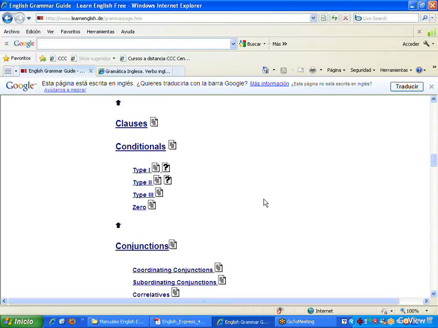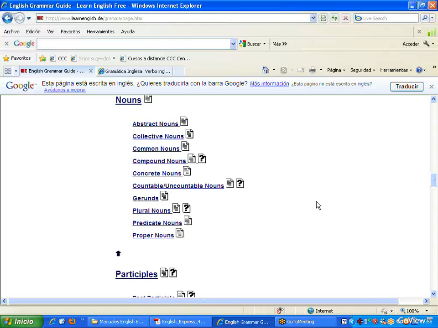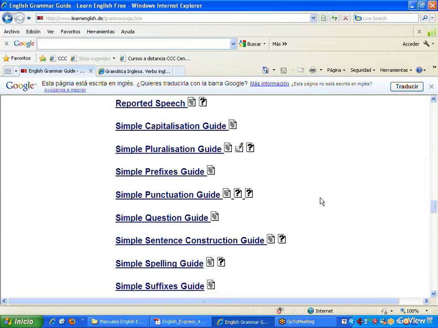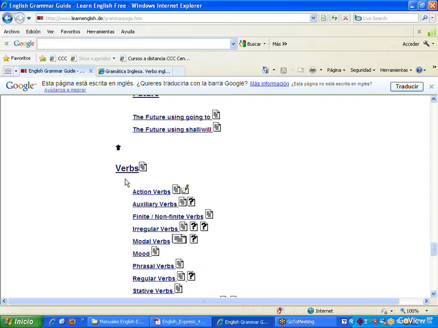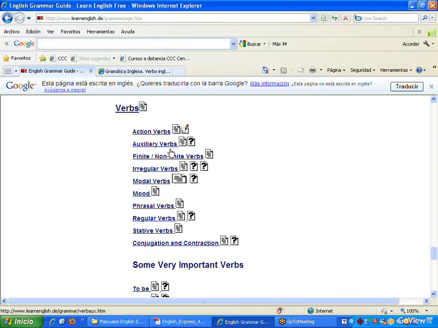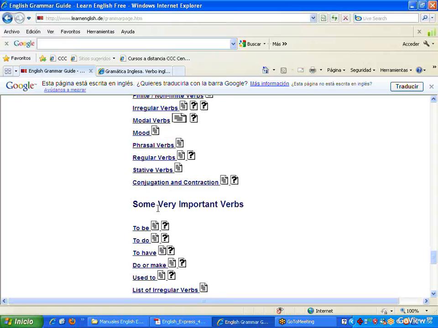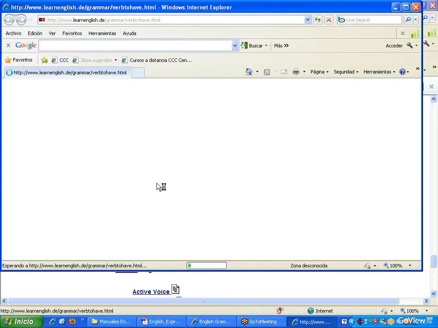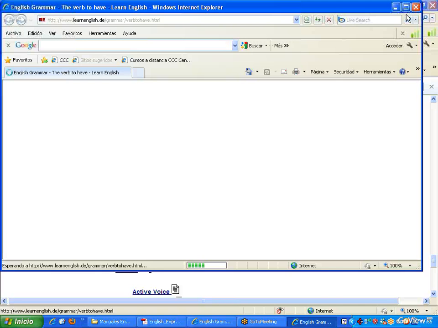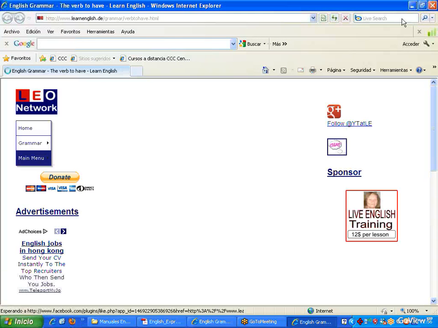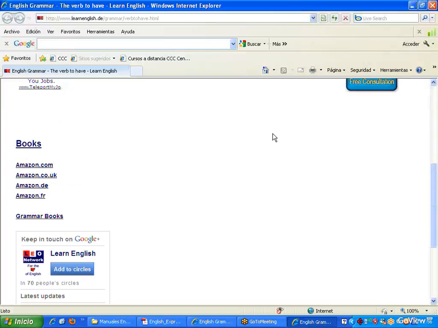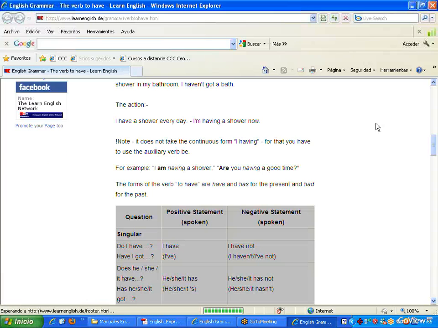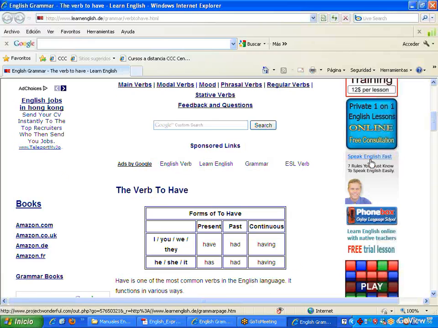So we go down, we can find verbs, action verbs, auxiliary verbs, irregular verbs, modal verbs. Okay? And some very important verbs. Here we have the verb to have. So we click on that. And slowly we get the verb to have in all its forms. Okay, the verb to have. Let's look at it.